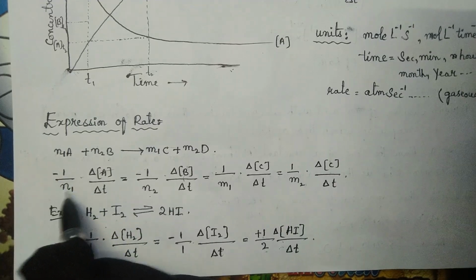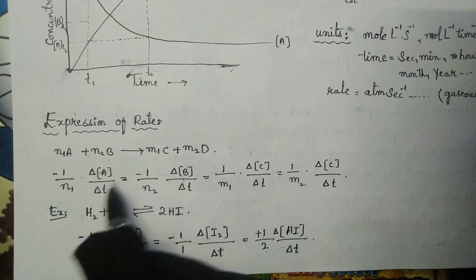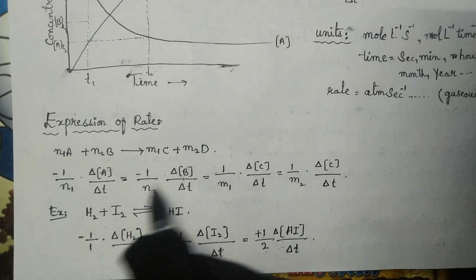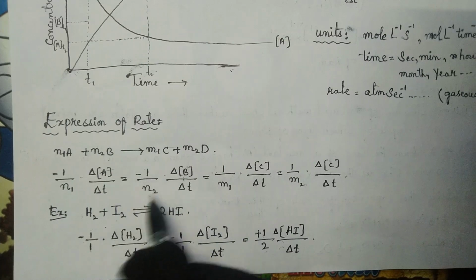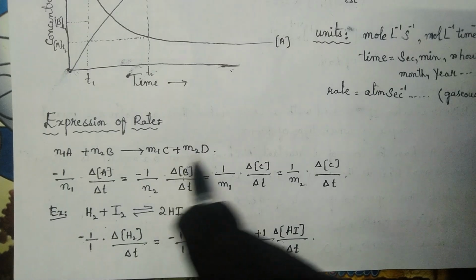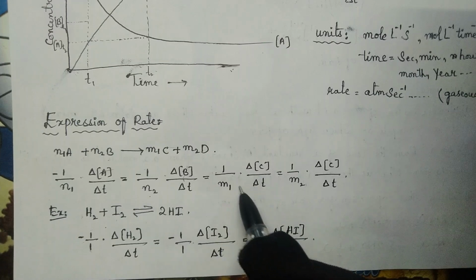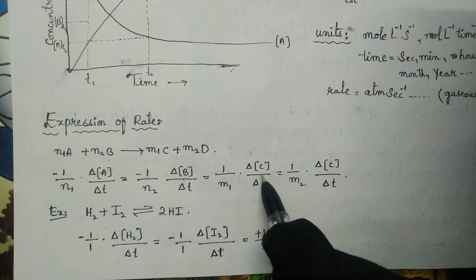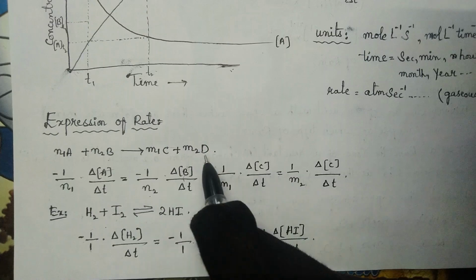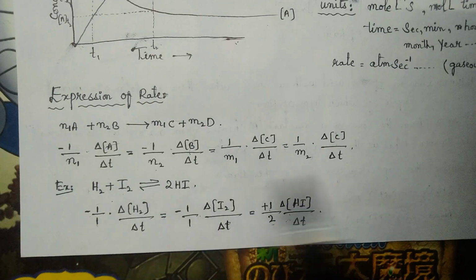Okay, so minus 1 by N1 into delta of concentration of A by delta T. Delta is nothing but change, so change in concentration of A by delta T is equal to, B is also reactant, so we have to write minus, so minus 1 by number of moles of B, which is N2, so minus 1 by N2 into delta of concentration of B by delta T. Is equal to, now C and D are products, so we have to write plus, so plus 1 by M1. M1 is nothing but number of moles of C. So 1 by M1 into delta of concentration of C by delta T is equal to plus 1 by M2. M2 is nothing but the number of moles of D, so plus 1 by M2 into delta of concentration of D by delta T. Okay, in this way we have to write the expression of rate.